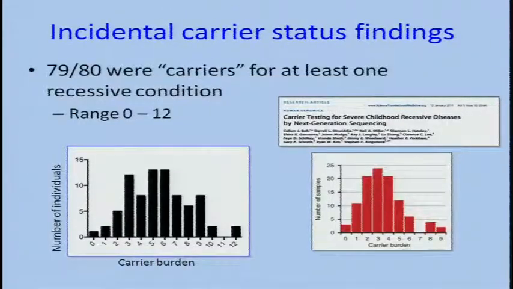And then just as a final slide, I wanted to compare this to the paper from Bell et al. earlier in the year, looking at a little bit over 400 genes for carrier testing using next-gen sequencing. We get a very similar histogram of the number of carrier variants per person, and it's right around the 5 to 6 range with a spread from 0 to 12.